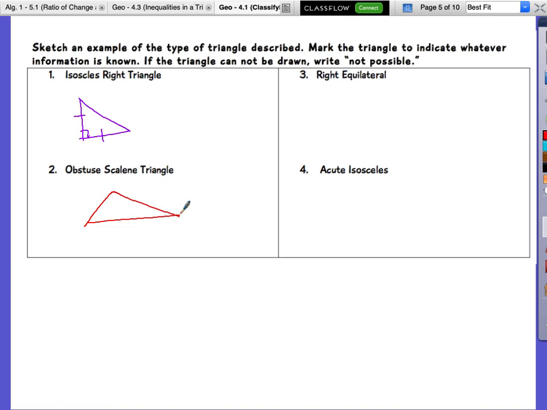Okay, I agree with this one. Scalene because all three sides are different lengths, and it's obtuse because this is an obtuse angle. Very good. Okay? Go ahead.